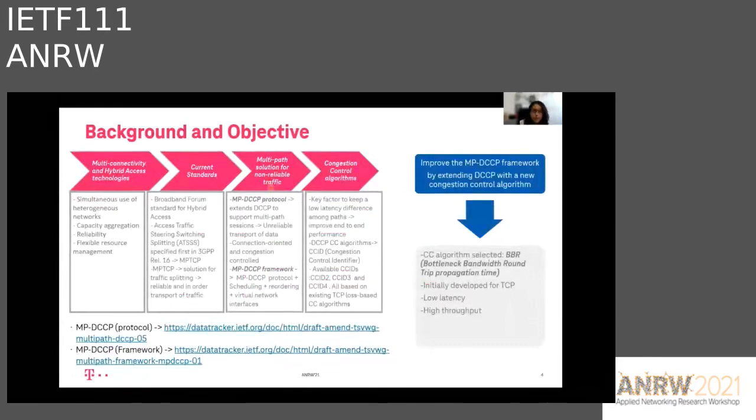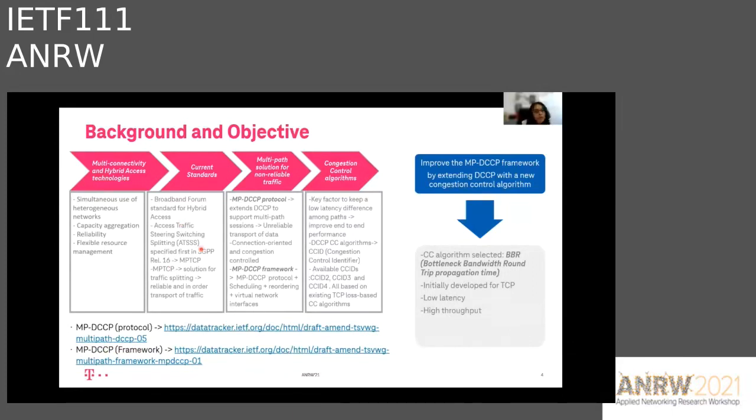Multi-connectivity and hybrid access technologies have been an active research topic during the last years, as they enable the simultaneous use of heterogeneous networks, and this brings some advantages like capacity aggregation, reliability, and flexible resource management. Following this interest, many solutions have already been developed, and some of them are already under standardization, like the Broadband Forum standard for hybrid access and the ATSSS specification, which first appeared in release 16 of the 3GPP standard.